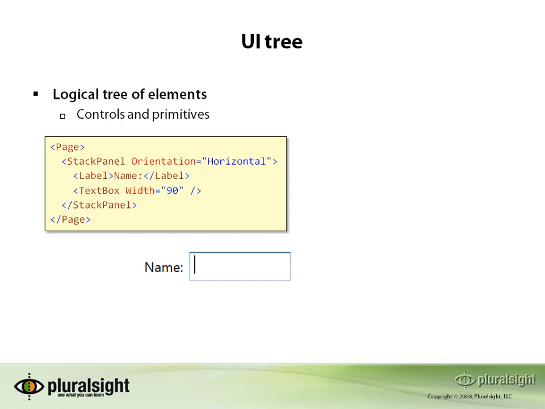in the XAML. The page and stack panel aren't directly visible here. They're containers whose presence is evident in the overall layout rather than contributing their own appearance directly. But you can see the name label on the left and a text box on the right.